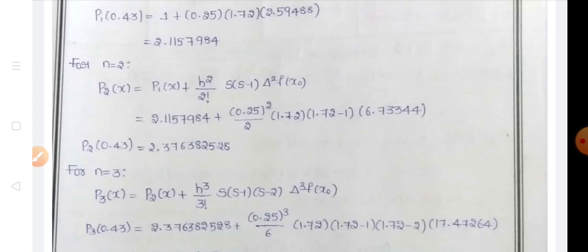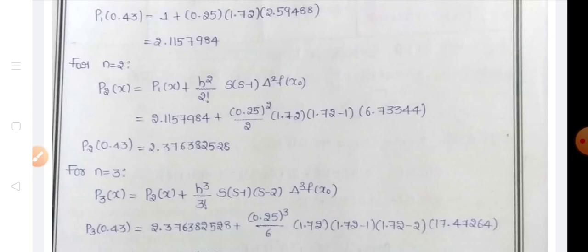6.73344. P2 of 0.43 is equal to 2.376382528 for n is equal to 3. P3 of x is equal to P2 of x plus h cube by 3 factorial s into s minus 1 into s minus 2 delta cube f of x naught.